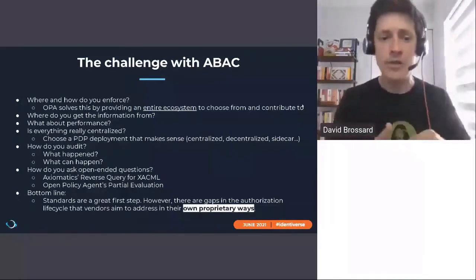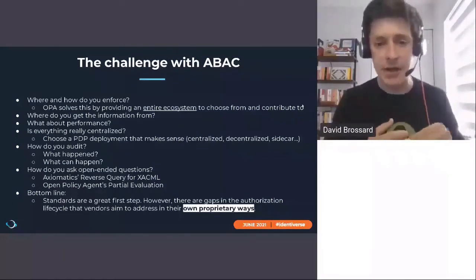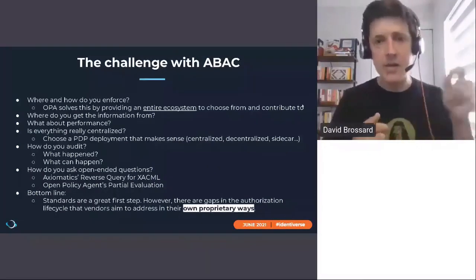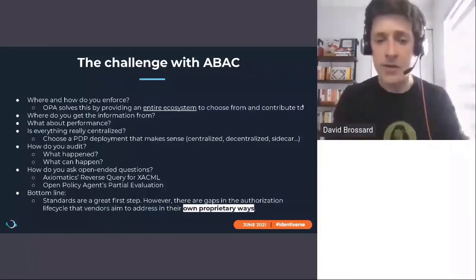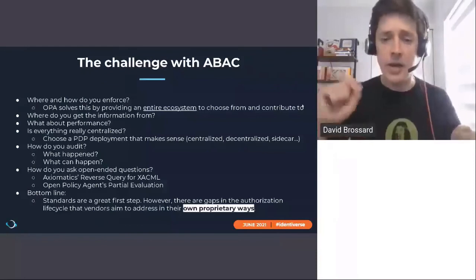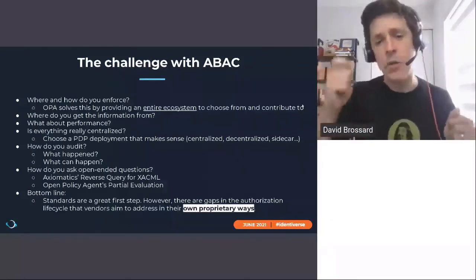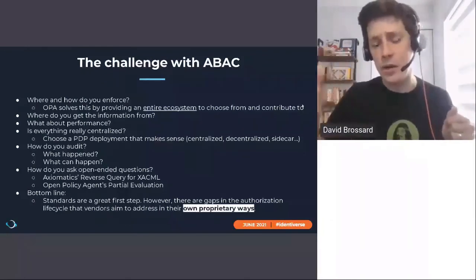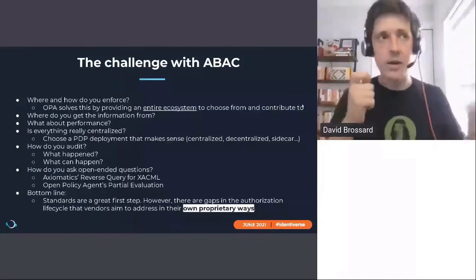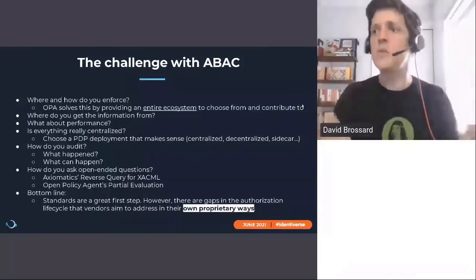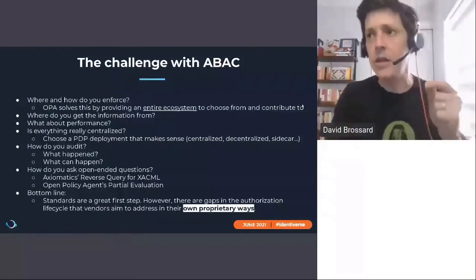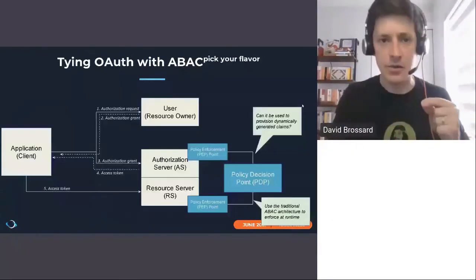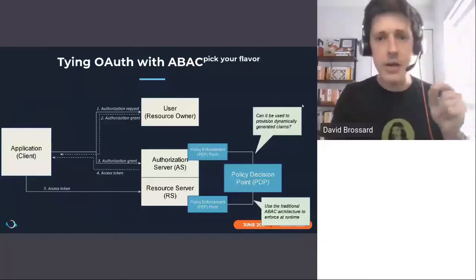For instance, Axiomatics or Open Policy Agent both have techniques to handle better audits. So the bottom line is the standards that you have within ABAC, within RBAC, they're great. They're a great first step. They're a really good foundation. However, you have gaps in authorization that only vendors address in their own secret sauce. So I would caution you to look at what the secret sauce is and make your choices based on that, but also try not to be too tightly coupled to a particular vendor.